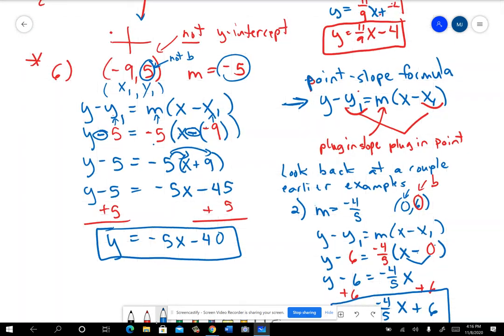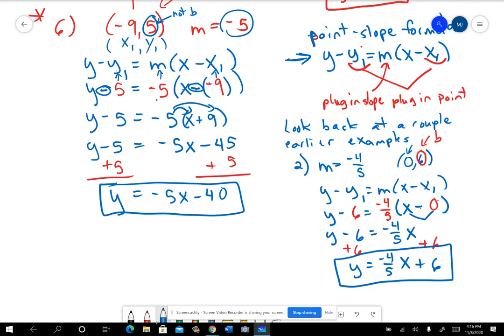Okay, because the point -9, 5 is not on the y-axis. So you weren't given the y-intercept. What I'm saying is if you forget to take advantage of the fact that it was the y-intercept, you'll be okay because this strategy would work for that.